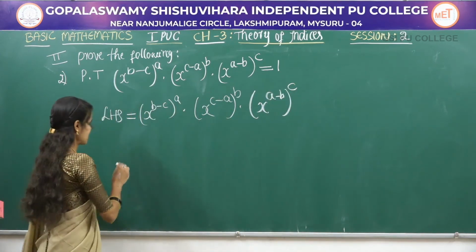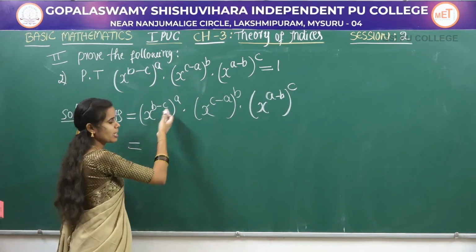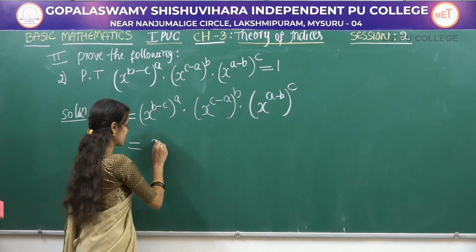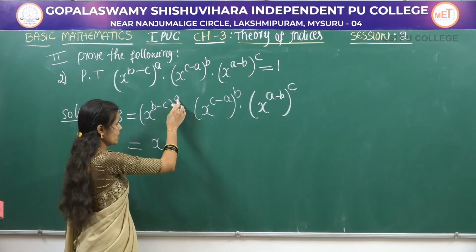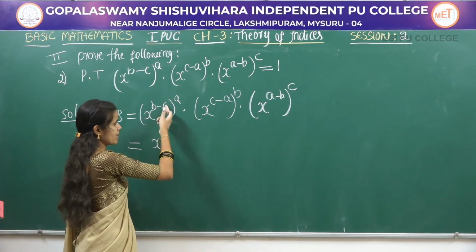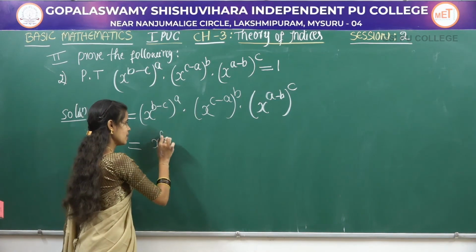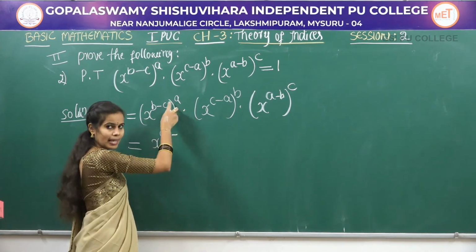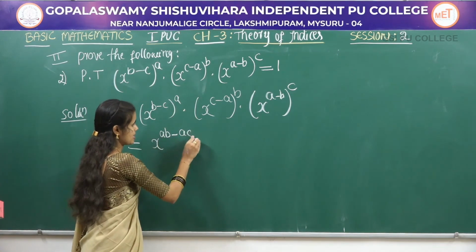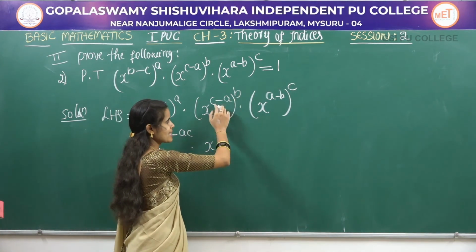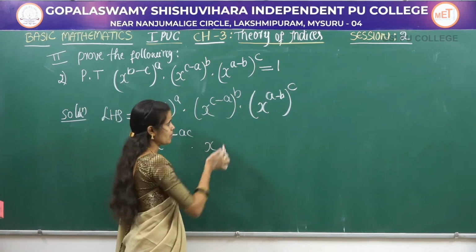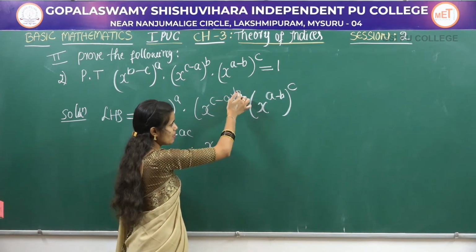Okay. Next, apply the third law of exponents. There are two powers. Multiply the powers. b minus c into a, or multiply b minus c by a: into b, ab minus a into c, ac, into x to the power of. Here also multiply these two powers. c minus a into b, or multiply c minus a by b.